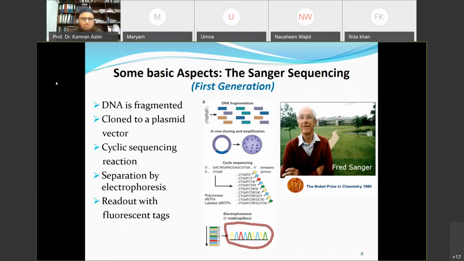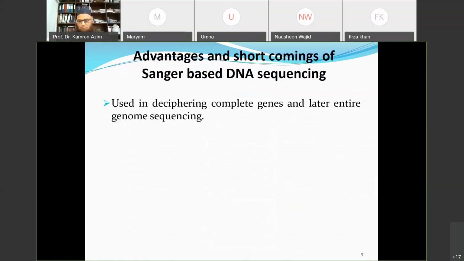Next are the advantages and shortcomings of Sanger DNA sequencing. Sanger sequencing can be used in determining the sequence of complete genes, and it was also used for entire genome sequencing of different organisms during the last 40 years, starting from 1977.